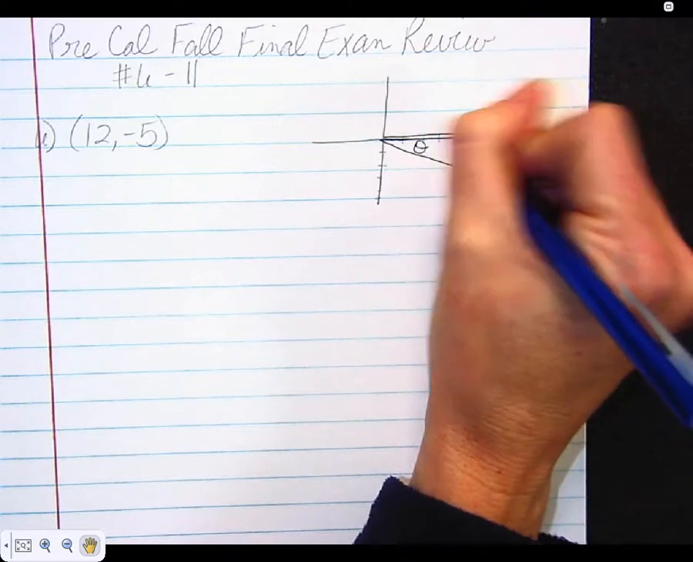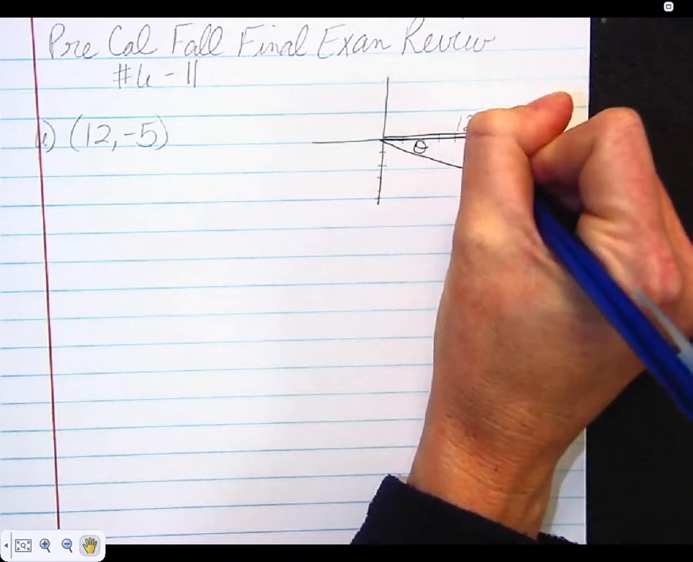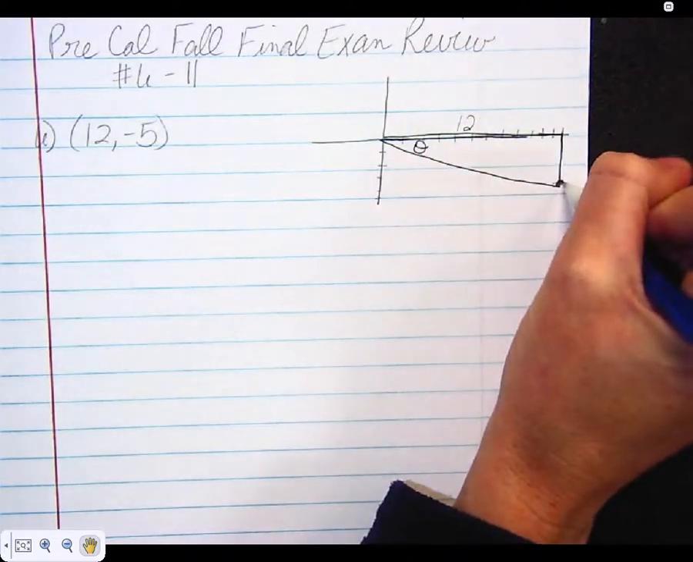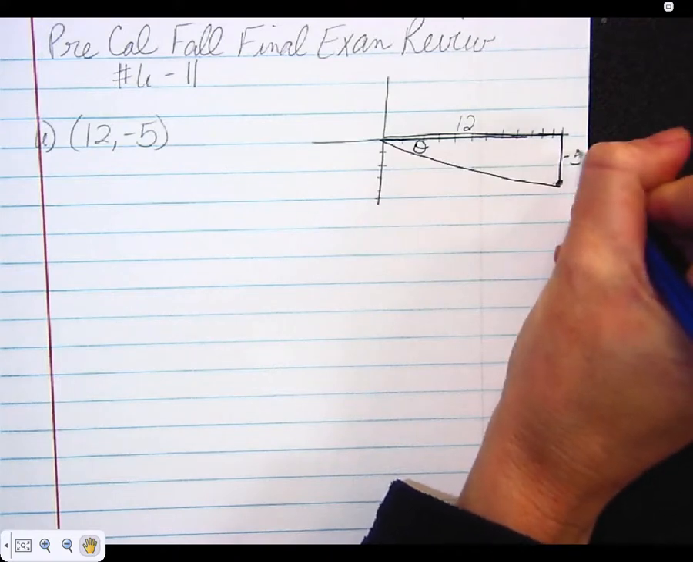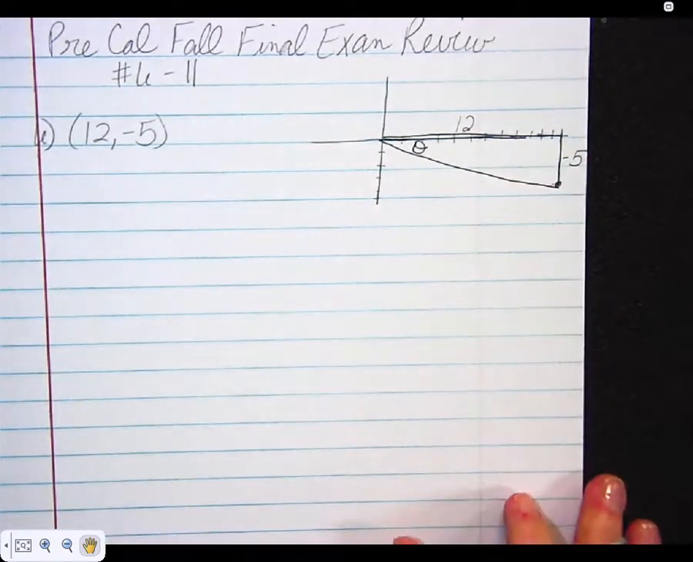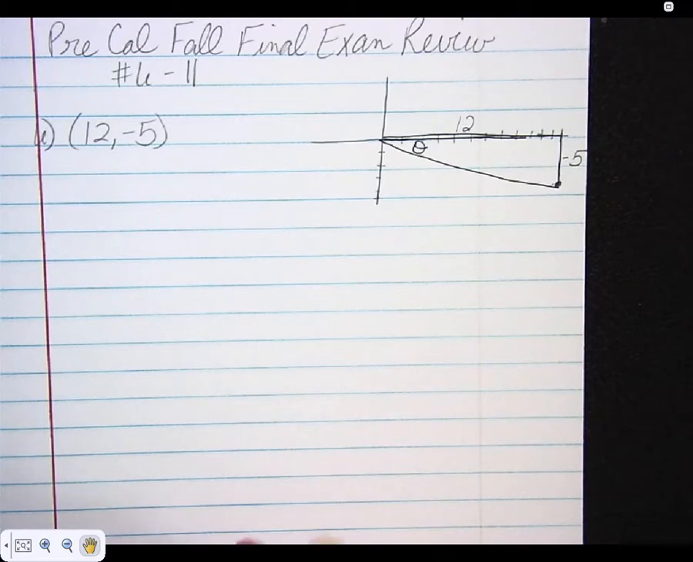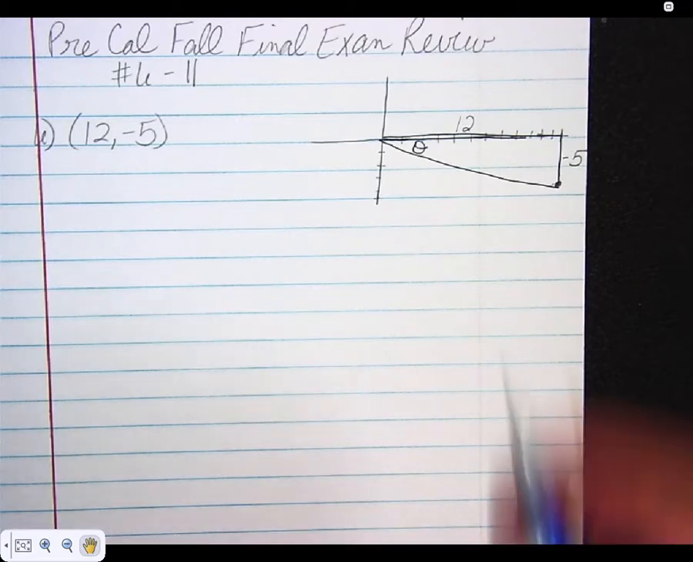And I know that this side right here is 12 because we went 12 on my x-axis. And I know this side right here is 5. I'm going to call that -5 because we're going in a negative direction, since that one's going down. So if you're ever going left or down, you're talking about a negative side of a triangle.